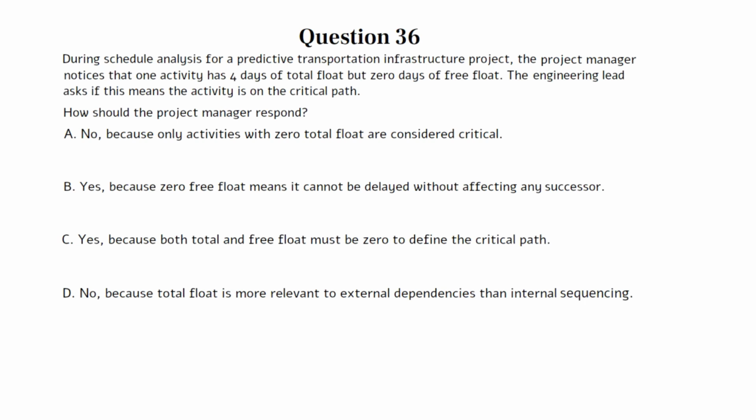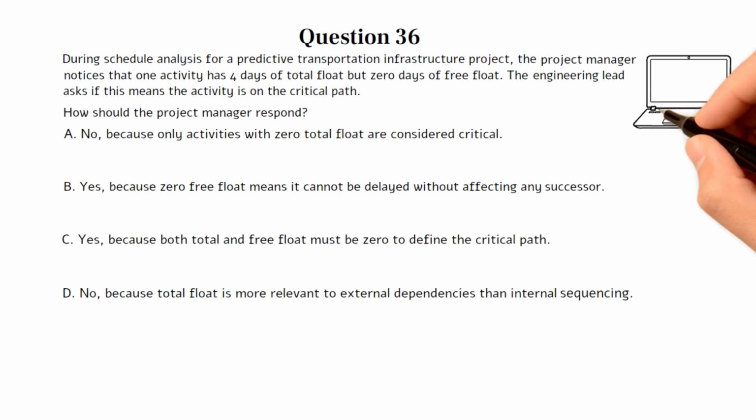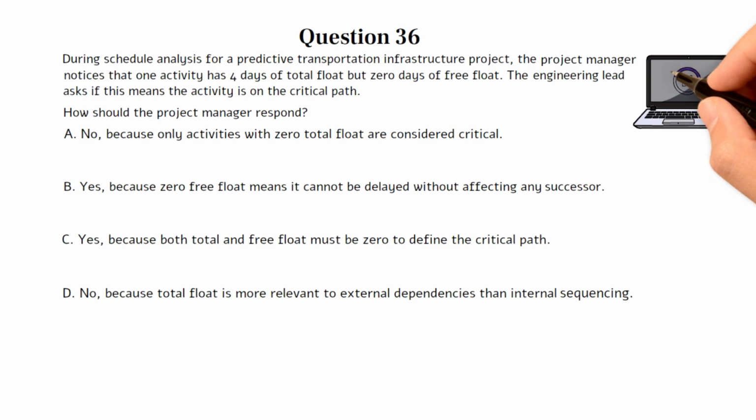A. No, because only activities with 0 total float are considered critical. B. Yes, because 0 free float means it cannot be delayed without affecting any successor. C. Yes, because both total and free float must be 0 to define the critical path. D. No, because total float is more relevant to external dependencies than internal sequencing. You can pause the video here if you need more time to work on the question. The correct answer is A.